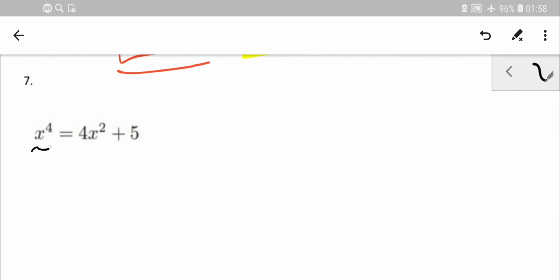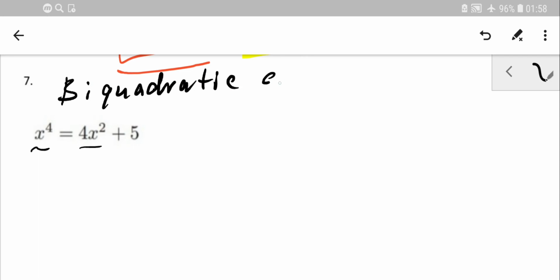So it's very interesting because you have x to the power 4 and here is x squared. So right now, probably you're thinking about what sort of equation this is. Power 4 looks like it's more complicated, but actually it's not. So let's see how we can do here. This is a biquadratic equation. Why bi?